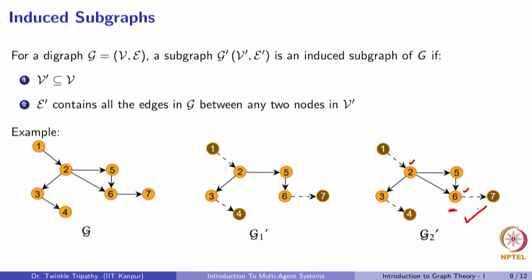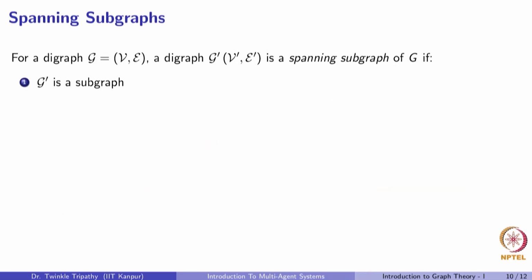Now similar to the induced subgraph, we have one more kind of subgraph, which is known as a spanning subgraph. So let us define a spanning subgraph. Again, we start with a larger digraph G with vertex set V and edge set E. Now any digraph G prime consisting of V prime and E prime becomes a candidate for a spanning subgraph only if, first of all, G prime must be a subgraph. The second condition is that the number of vertices in G prime and G must be the same, and that is the only requirement for a subgraph to become a spanning subgraph.